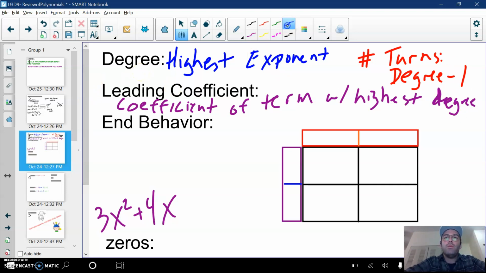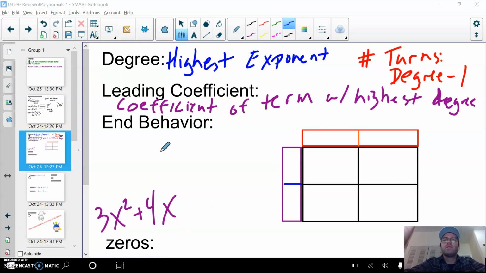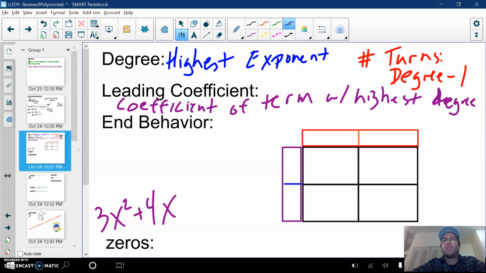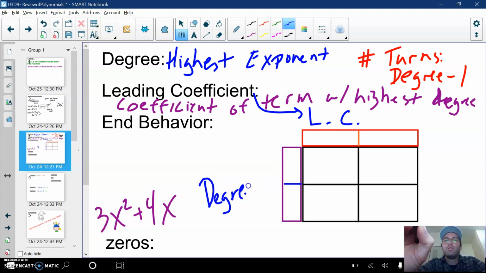All right, so now, here we go. End behavior is some important stuff here. The end behavior of our function is determined by two things: our leading coefficient, which I'm going to write as LC, and the degree. Our degree can either be even or odd, and our leading coefficient can either be positive or negative.